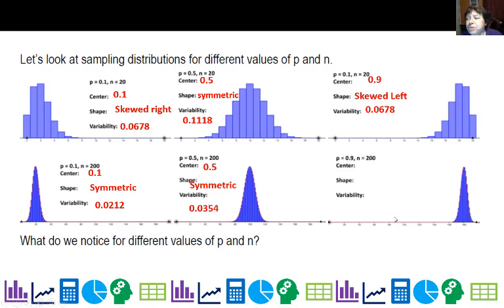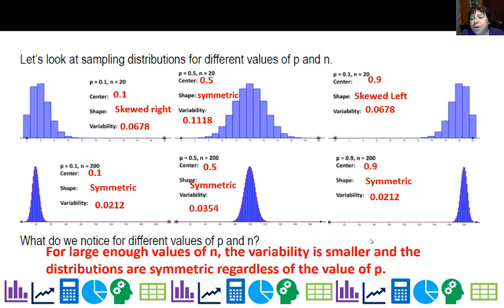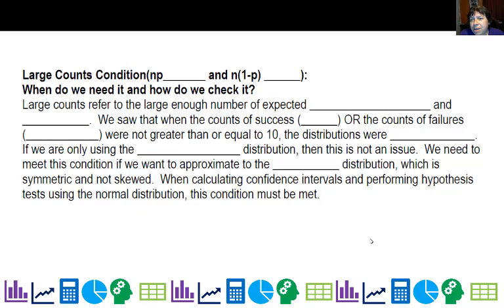Okay, now we look at a sample of 200, 10 times bigger. Center stays the same. Shape is even more symmetric. That used to be skewed, but now we've gotten enough of that n times p and that n times 1 minus p rule. So we're far enough away. And the variability is about 3 times smaller because the sample size is about 10 times bigger. Square root of 10 is a little over 3. So for large enough values of n, the variability is smaller and the distributions are symmetric, regardless of the value of p. Which brings us back to the large counts condition that I was referring to.